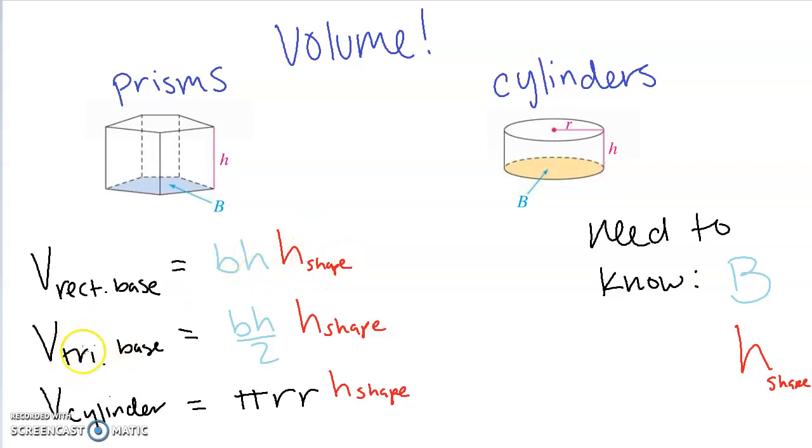If we have a triangular base, it's going to be base times height divided by 2, and this is just for the base of the triangle, times the height of the shape. And if we have a cylinder, then it's going to be pi times r squared times the height of the shape. And we can use these formulas in order to find our different volumes.